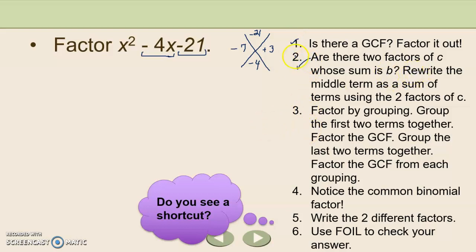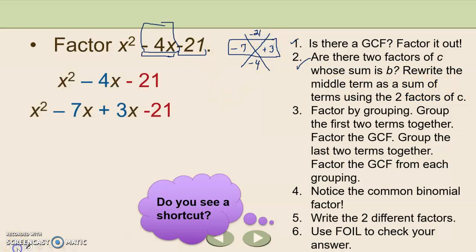I'm going to rewrite my middle term now, this term right here, my middle term, as a sum of terms using these two factors. So I'm going to break that negative 4x apart, and I'm going to rewrite it as x squared minus 7x plus 3x minus 21. You should recognize that negative 7 and that positive 3 coming from right up here, those two factors of negative 21. So I've done that. Next, I'm going to do step 3, factor by grouping.